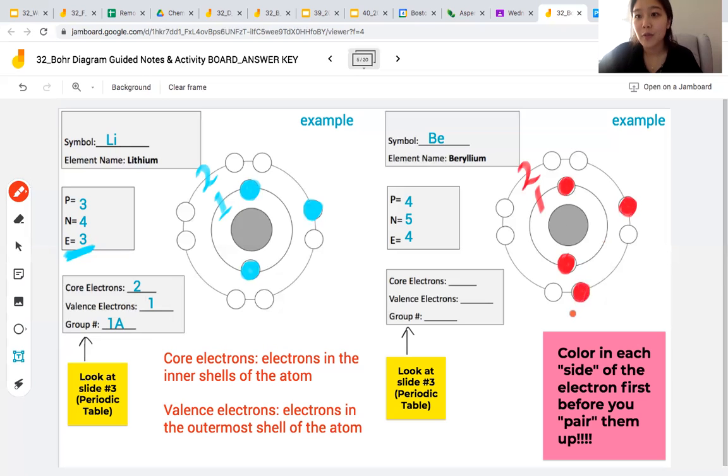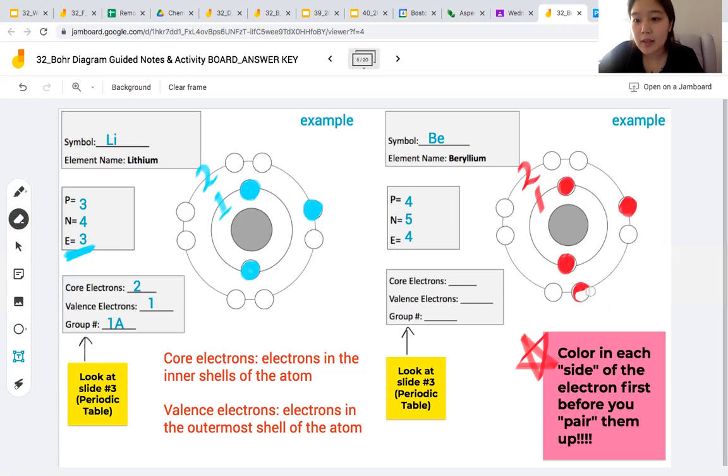All right, that's 4. And notice how I don't color in right next to the electron. And that's because the rule is here. You want to color in each side of the atom first before you pair them up. So let me show you.